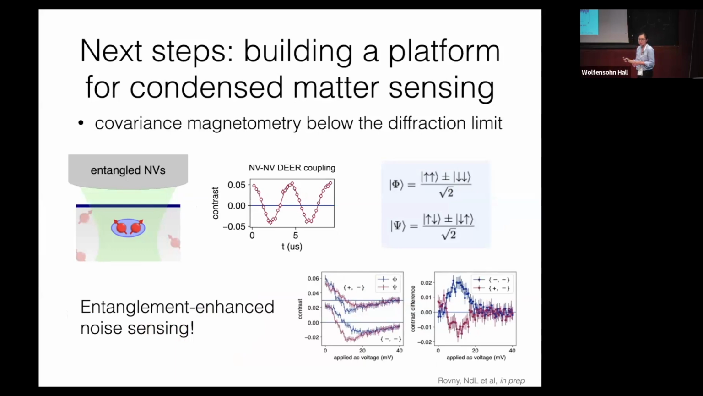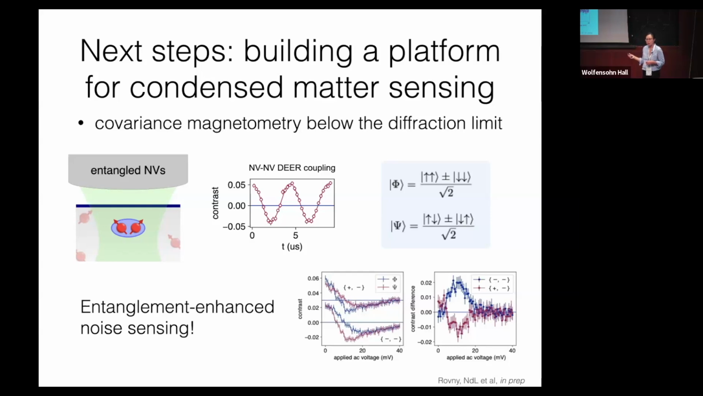It's exactly the same DEER sequence that I showed you earlier, where the second tone is now on the other NV center. And then now I can just prepare two sets of Bell states. And the antisymmetric Bell states are in a decoherence-free subspace, which means that any noise that is shared between the two NV centers should not be seen by these two Bell states.